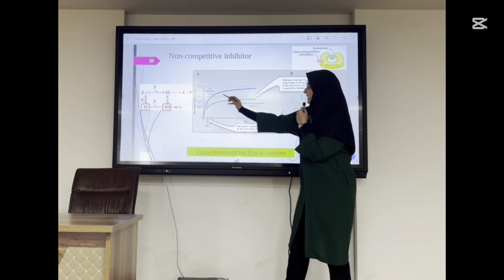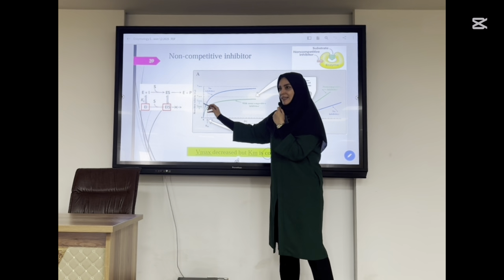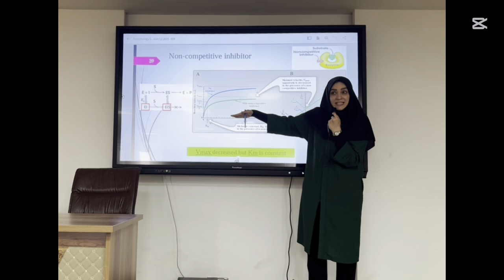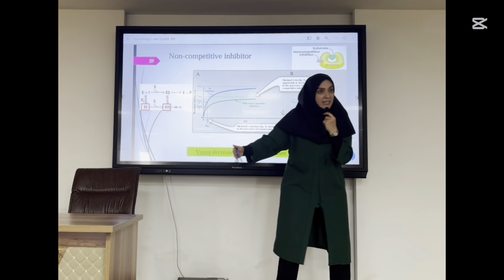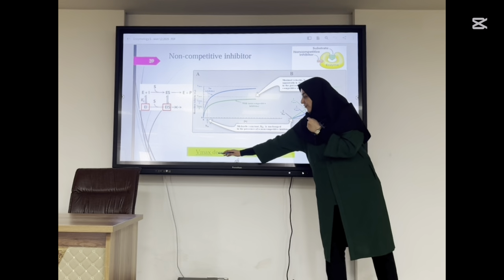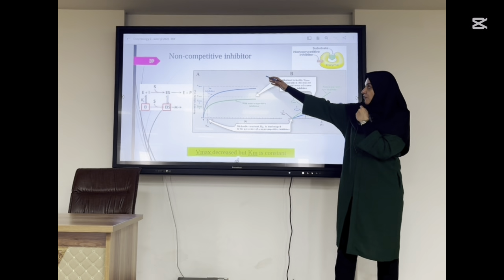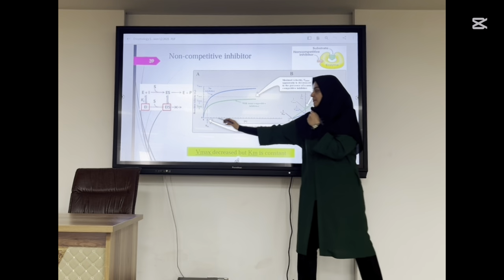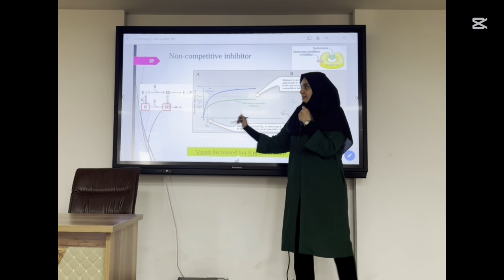As you can see here, the Vmax in the presence of inhibitor decreases. This is the rate of reaction. So, Vmax in the presence of a non-competitive inhibitor decreases, but Km is constant.